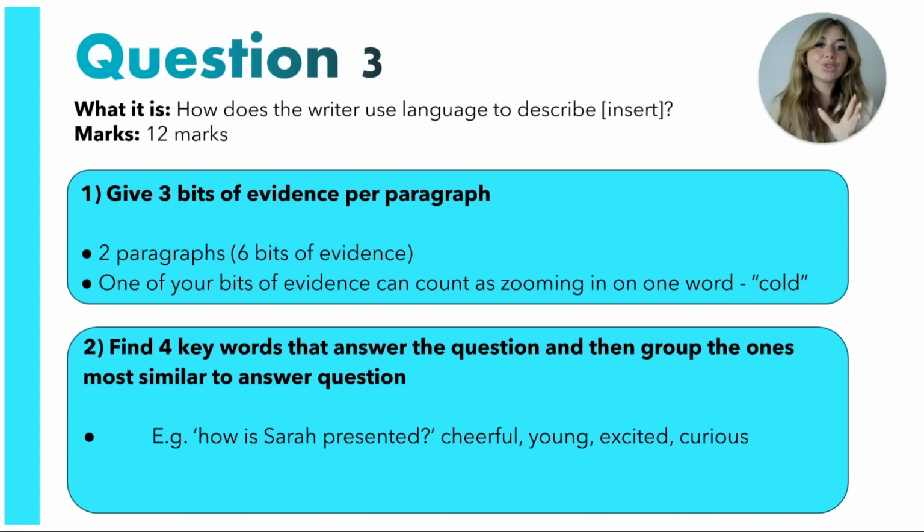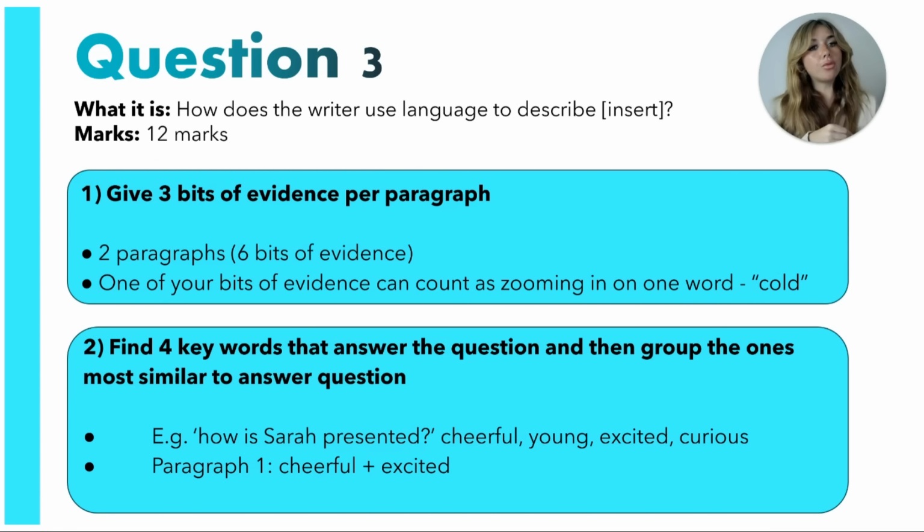So pretending I read the extract, my 4 words for this question are cheerful, young, excited, and curious. Then my 4 words, if I was going to summarize how Sarah is presented through the writer's use of language, they would be my 4 words. So what I would do is group together the words that are most similar, the ones that could work together, that I could make a point about and get my evidence to support that.